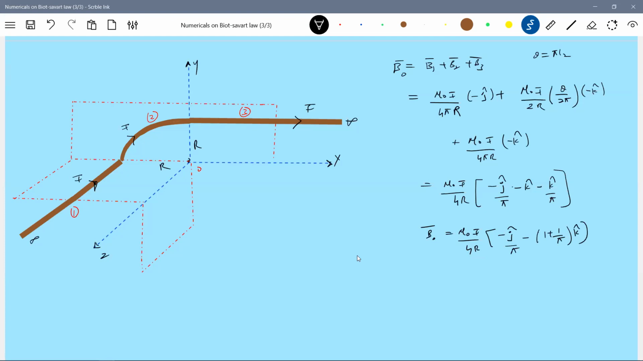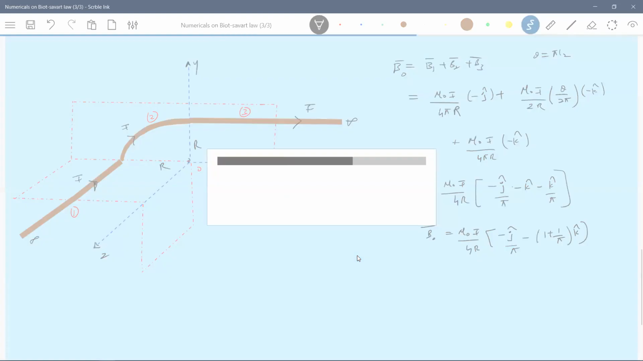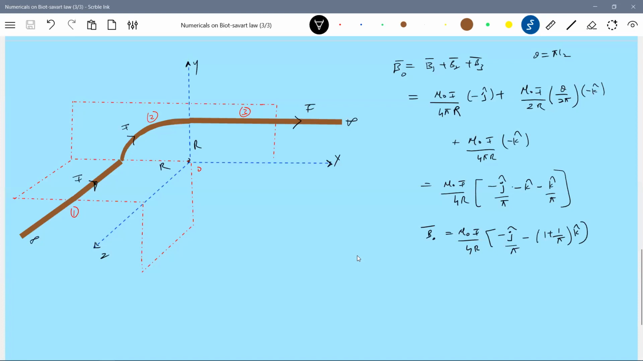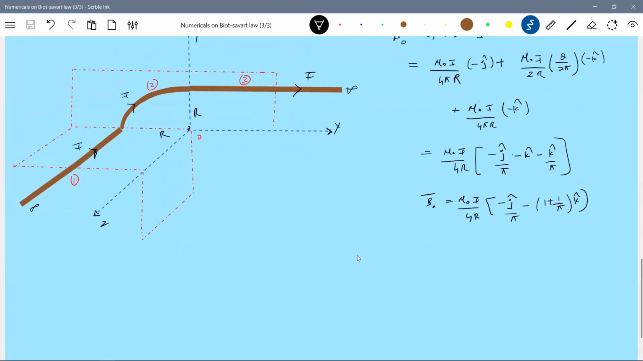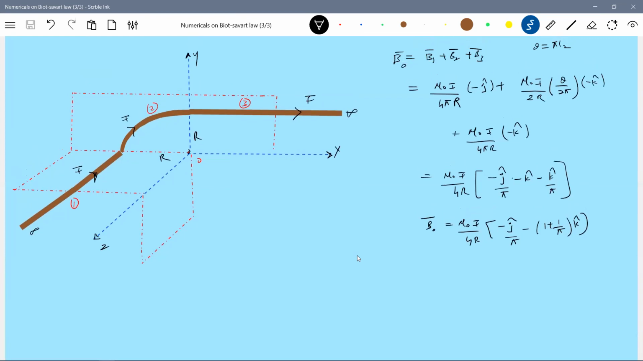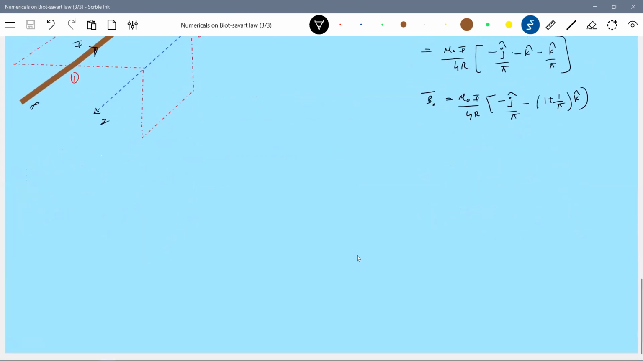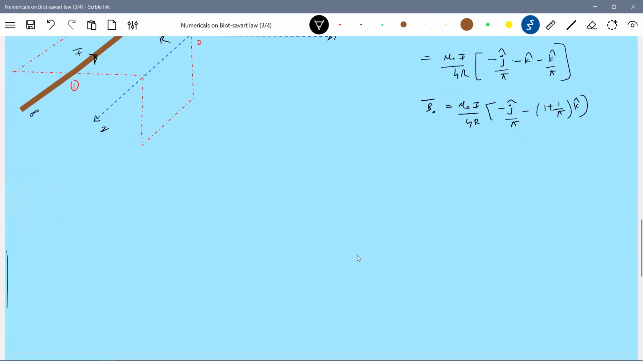So you may get numericals of this kind where the wire segments lie in different planes. You look at the Advanced or Mains papers, they're very popular. Very simple questions are also there. I'll go for the next one. We have to just go for the vector sum.